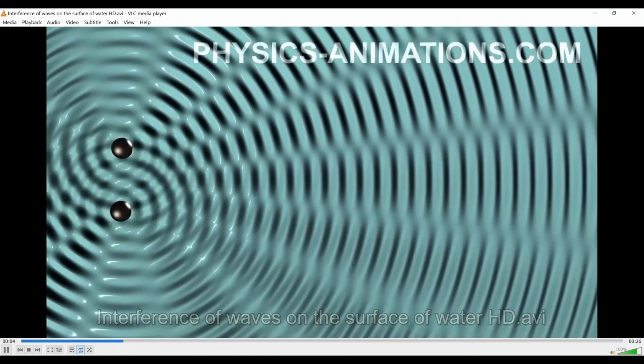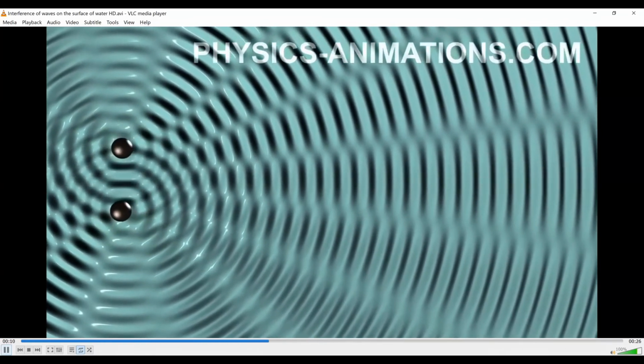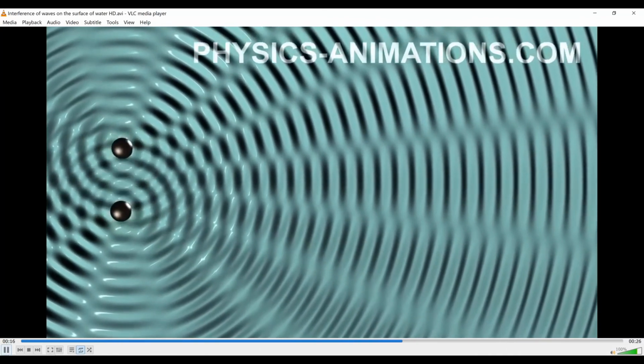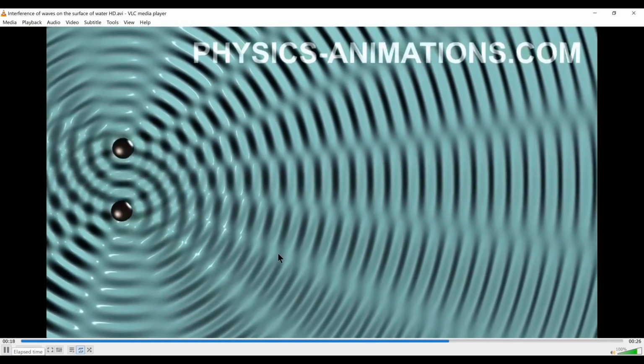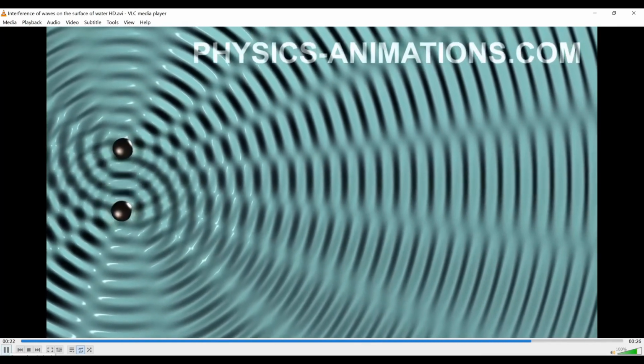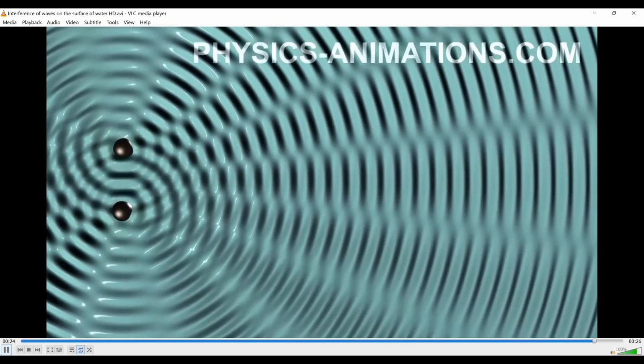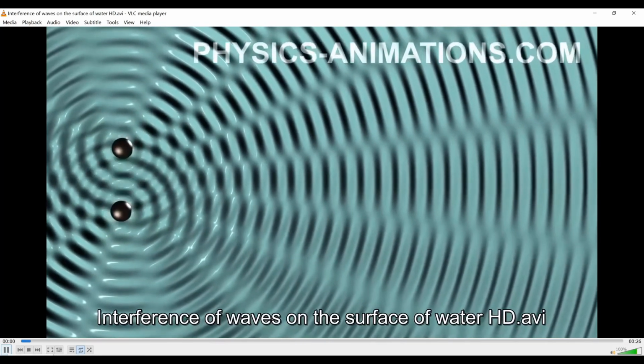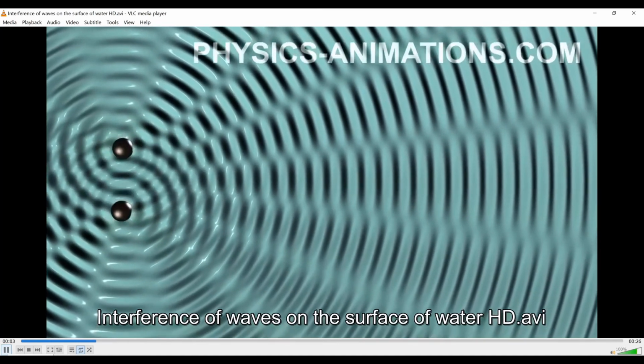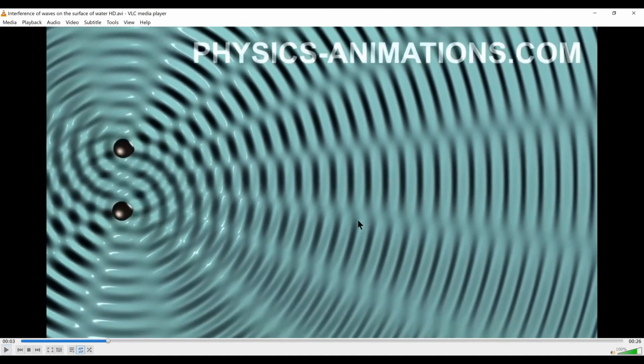So one way of doing that is to connect your lamp to a stroboscope. Your stroboscope will cause the lamp to flash at regular time intervals, and if you use the correct frequency, it will freeze the pattern that you see. Something like this. You will see the waves there, but it doesn't seem to be moving. So that is what a stroboscope can do for you.